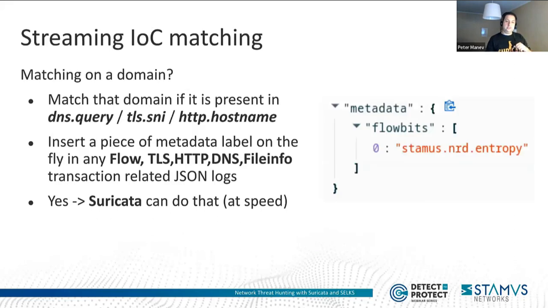However, how about we go a step further. We've matched the domain, and it's matching on three different pieces of protocol: the DNS query match, the TLS protocol SNI match, and the HTTP protocol hostname match. But now I want all the protocol logs, the alerts and the flow logs to actually have a label in them. Just like in this case, we have metadata flowbits, stamus.newly_registered_domain with higher entropy. Yes, Suricata can do that at the exact same speed. So here we're being enabled even more.